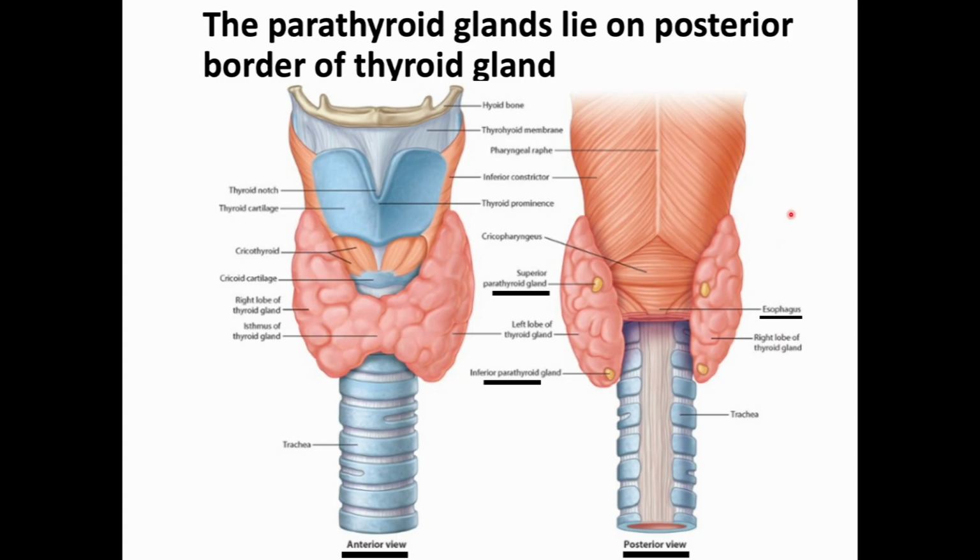Here is the thyroid gland from behind. As you see here, from behind you can find four parathyroid glands, which are located on the posterior surface of the gland, and you can see the esophagus here, and anterior to it there is the trachea.